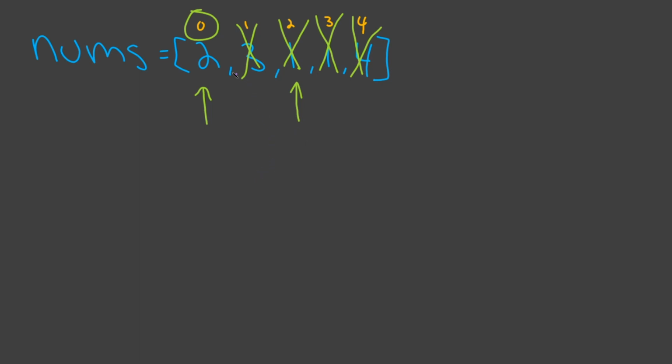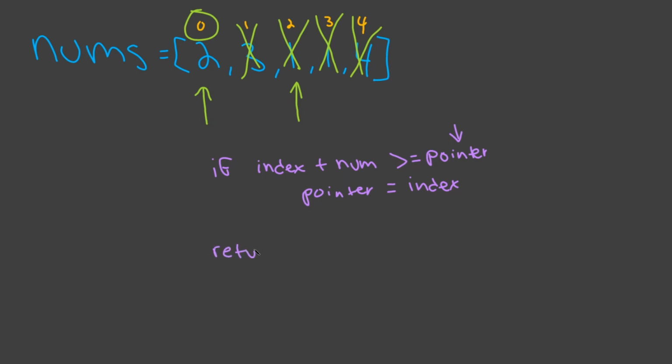So our pseudocode could look something like this. If the current index we're at plus the current number we're looking at is greater than or equal to the pointer, and this pointer is going to be an index, so just remember that, then we want to update our pointer to point to our current index. And then at the end, we return true if our pointer is 0. And that's basically it for our pseudocode.